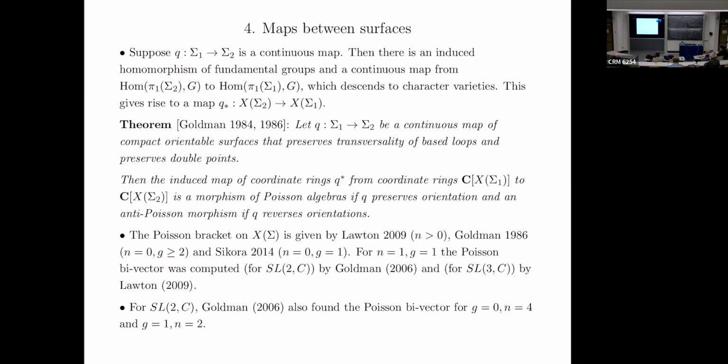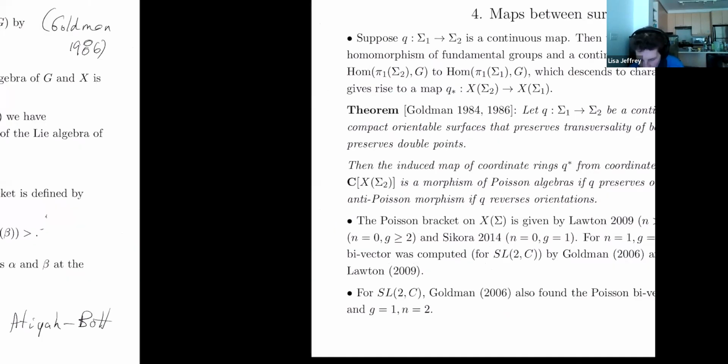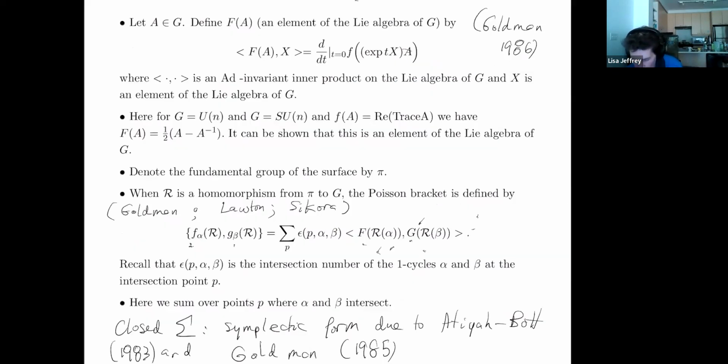Lisa, I have a question. When you say they found the Poisson bivector, right? Yeah. So that's the one that I was talking about on the previous slide. So you have to commit to some set of coordinates to do that, I assume. Well, here you write it down for specific choices of curves alpha and beta. Okay.